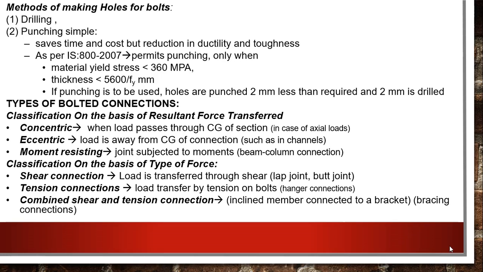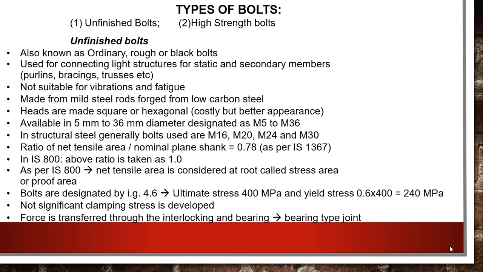So these are the types of bolted connection. Next, the next topic is the type of bolts. Basically the bolts are available in two types. Number one is unfinished bolt and number two is high strength bolt. First of all I would like to discuss the unfinished bolts.